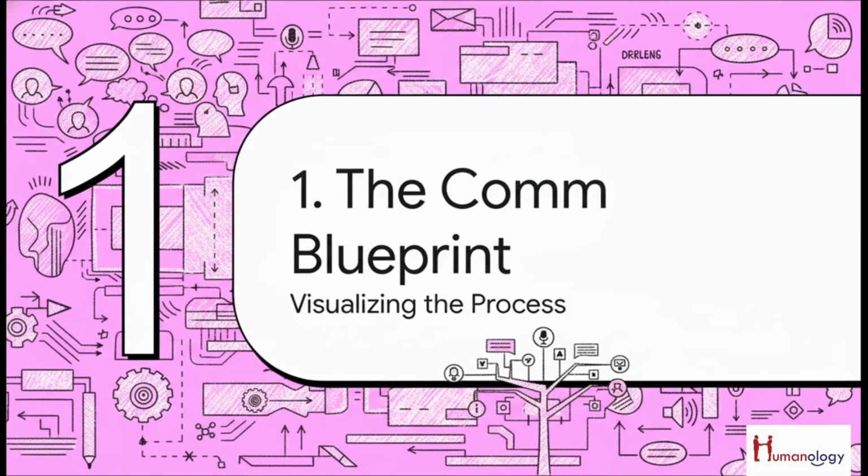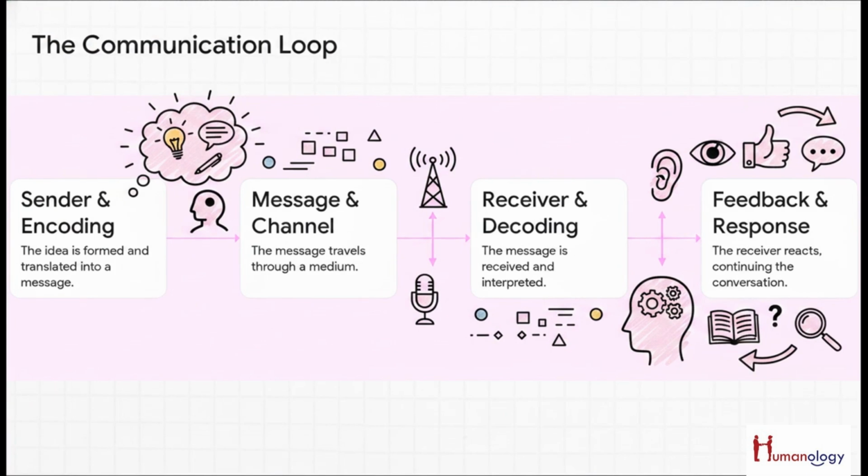If you really want to get how communication works and where it all goes wrong, we've got to look at the entire system all at once. Think of this as the master schematic for pretty much every conversation you will ever have. And here it is, the whole shebang, the complete communication loop. It all kicks off with a sender who creates a message, sends it through a channel to a receiver, who then gives some feedback. Now, it looks simple, like just 4 steps, but trust me, each one of these stages is its own little world, just full of potential problems. Let's start at the very beginning.